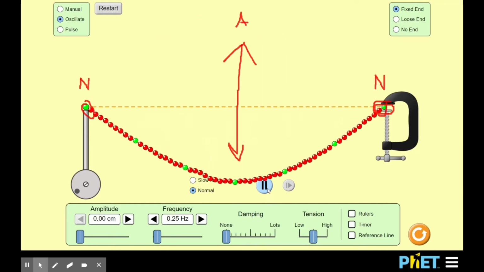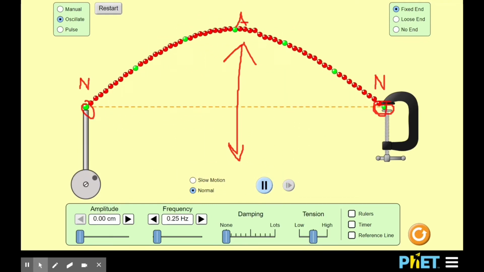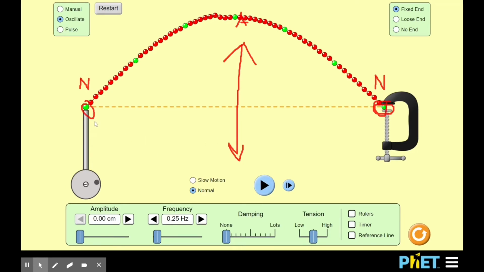Now looking at this, how much of a wave do you see? So we'll pause it, and what you can see here is that it's only a crest. And since it's only a crest, that means it's half a wave, because a full wave includes a crest and a trough. So this being half a wave from node to node is 1/2 of a wave. That means from node to antinode is 1/4 of a wave. So whenever you see a standing wave, from node to antinode, it's always going to be 1/4 of a wave.